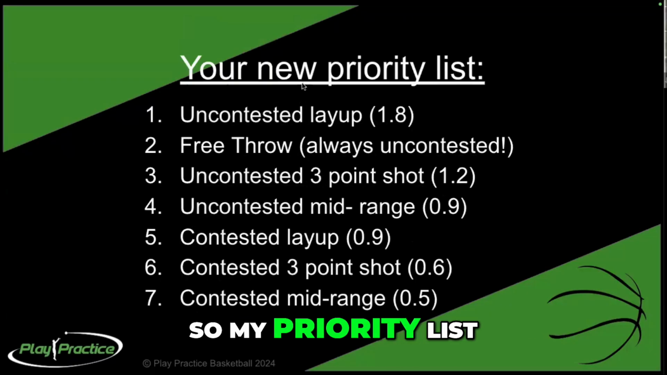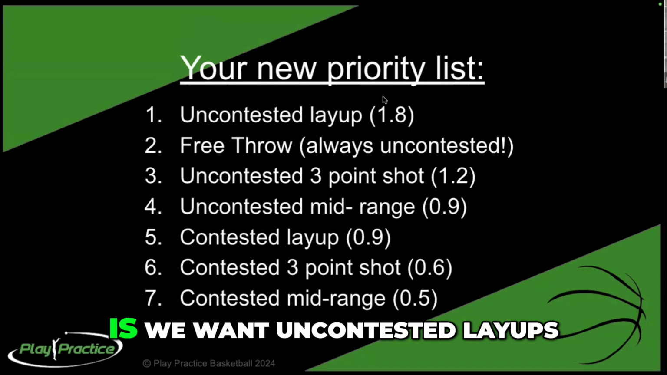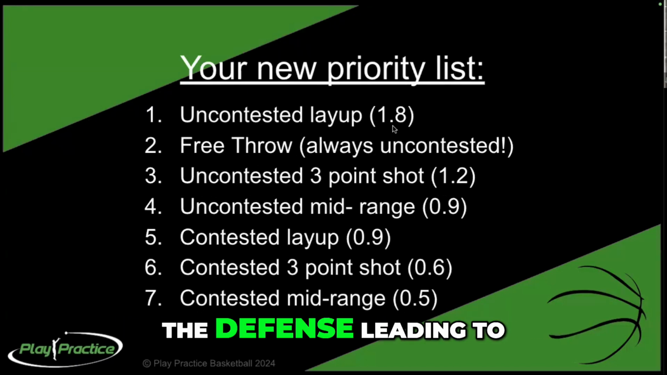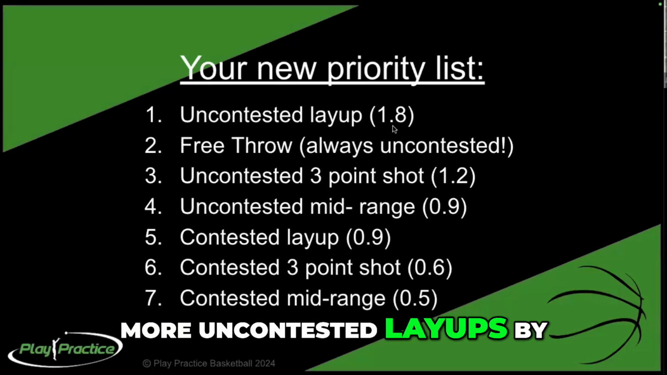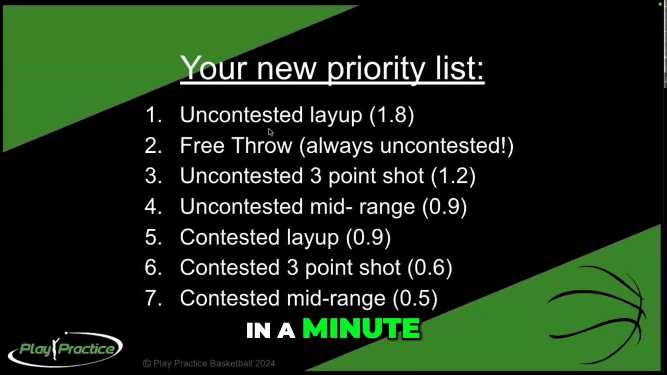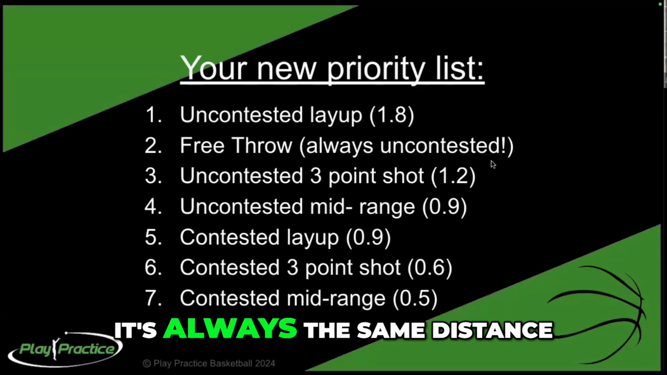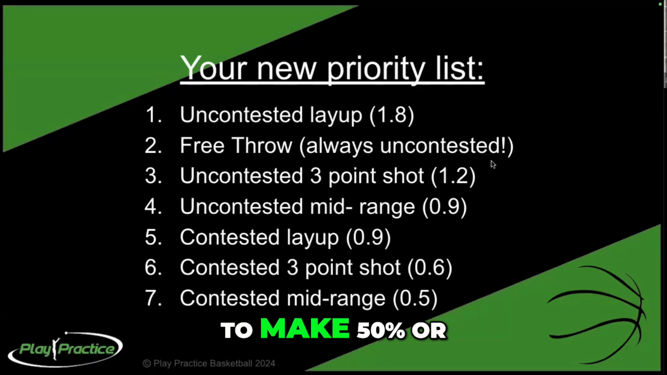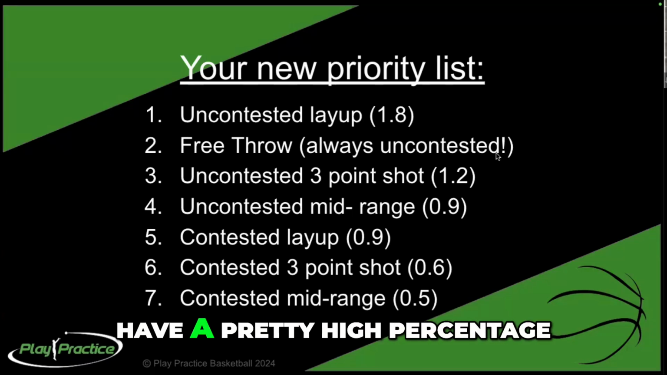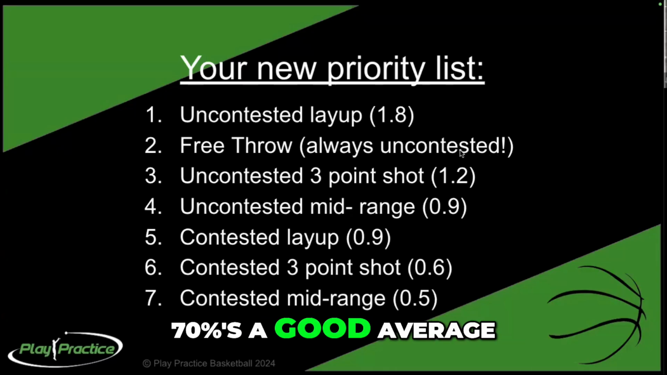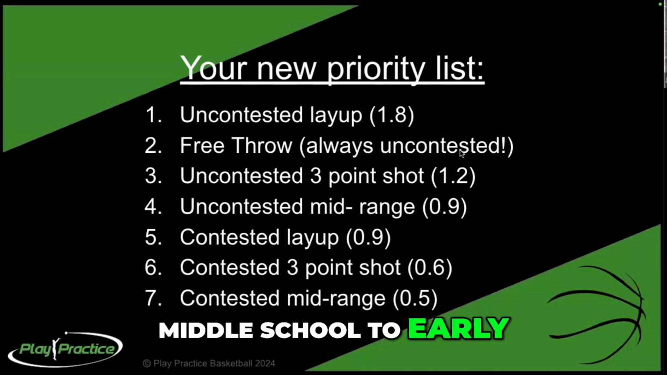So my priority list, this is what I like to give players, is we want uncontested layups, and we'll get back to the defense leading to more uncontested layups by creating more fast breaks in a minute. Free throw, because it's always uncontested. It's always the same spot, the same distance. We should be able to make 50% or higher very easily. I usually put it at like 70% as a good average, like middle school to early high school.